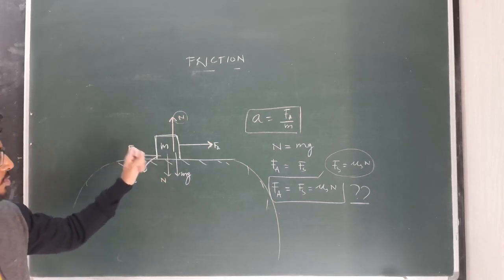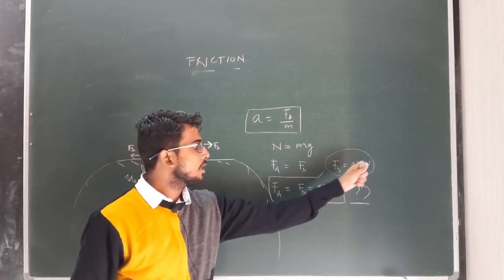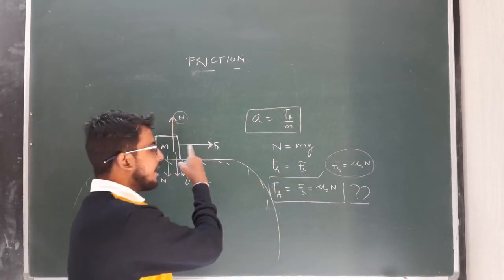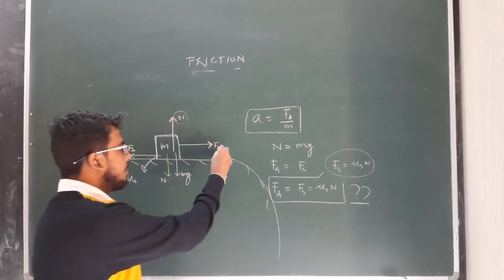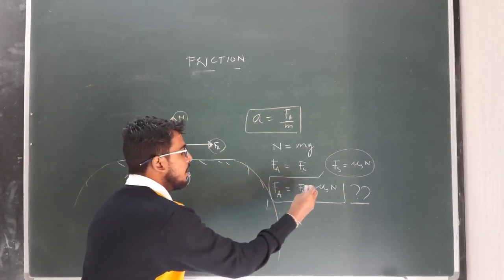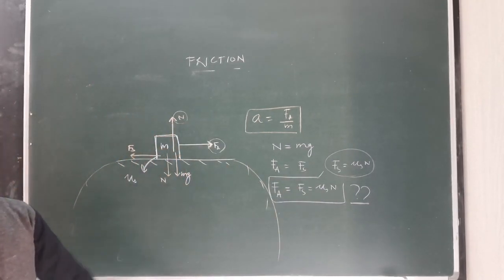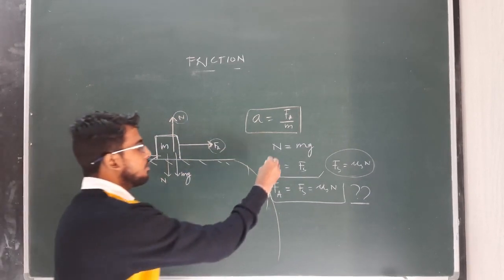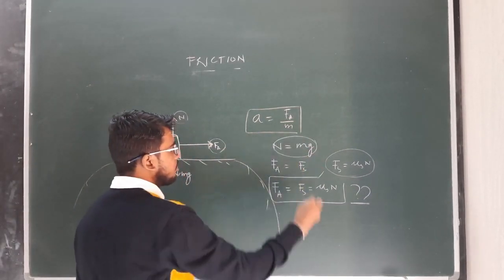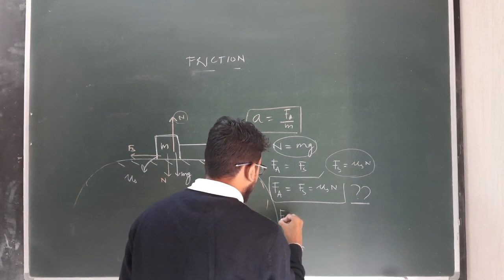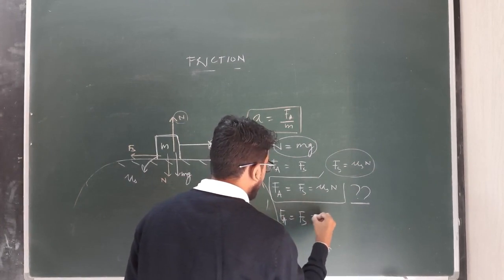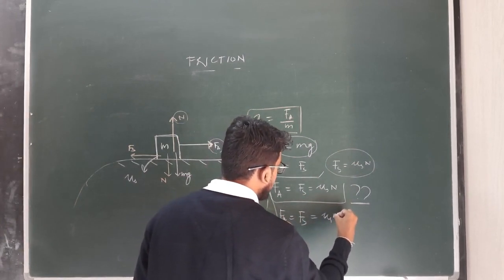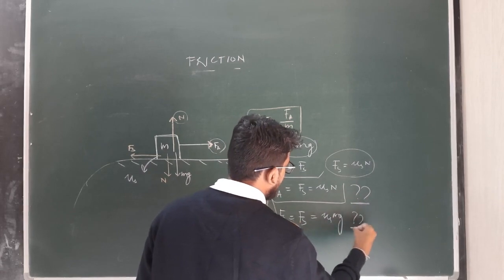So what is the frictional force? We already discussed, it will be mu s into normal reaction. So can we write in this particular case that the applied force is equal to Fs, which is equal to mu s into n? Or as here we can write n equal to mg, so can we write Fa, which is equal to frictional force, equal to mu s mg? Is it true?